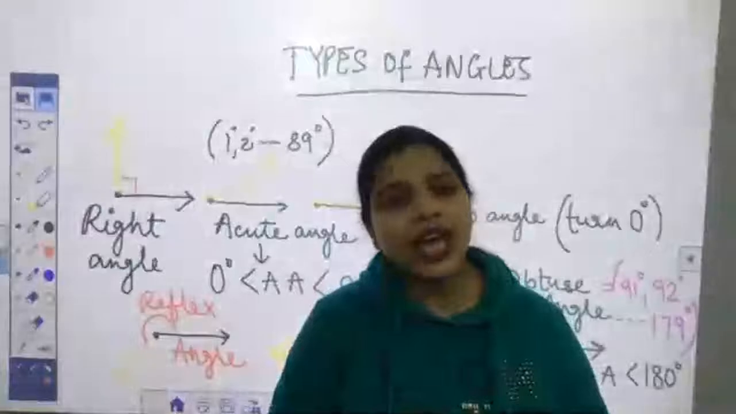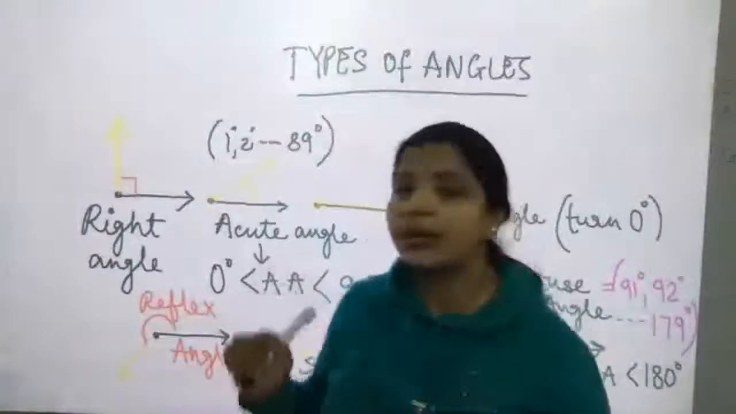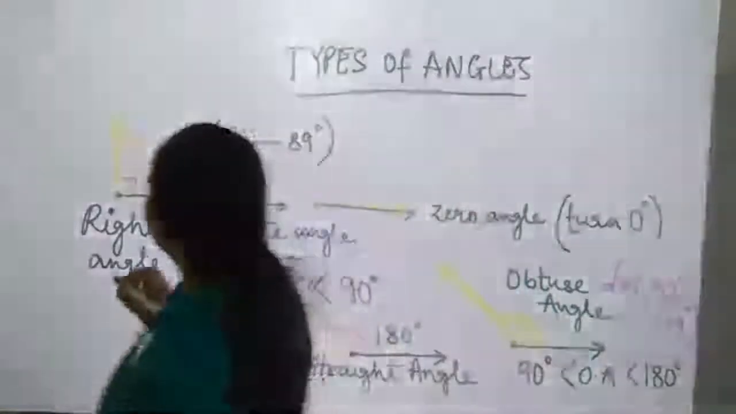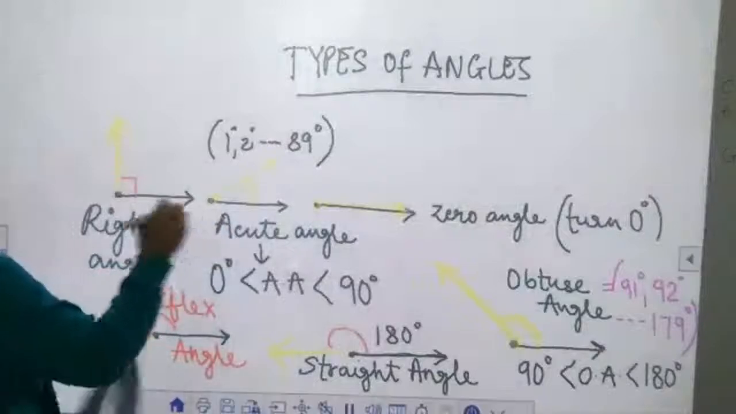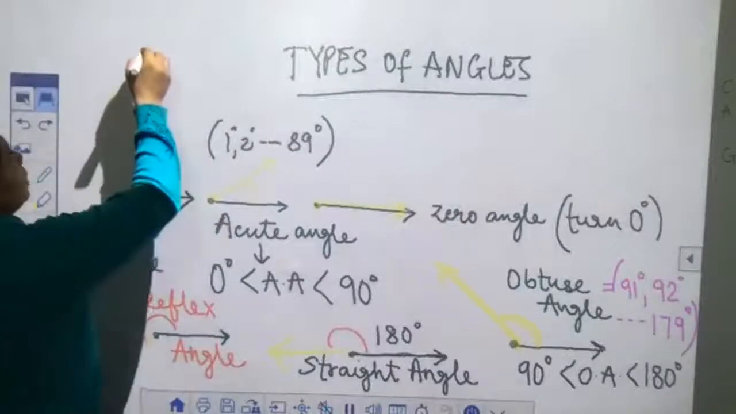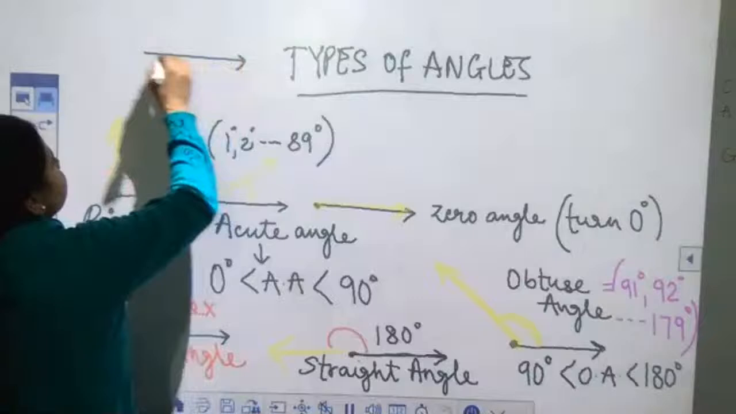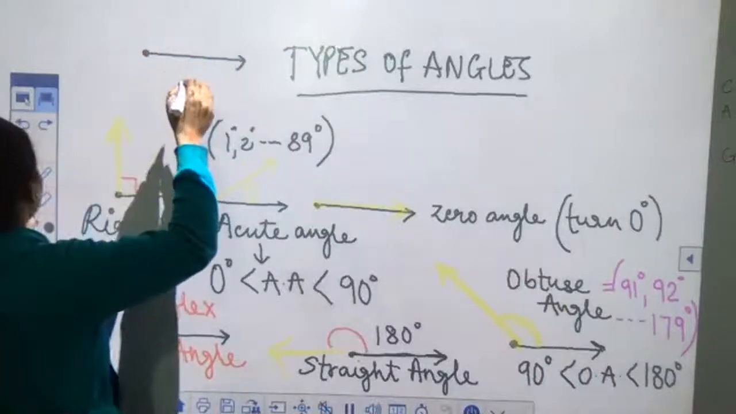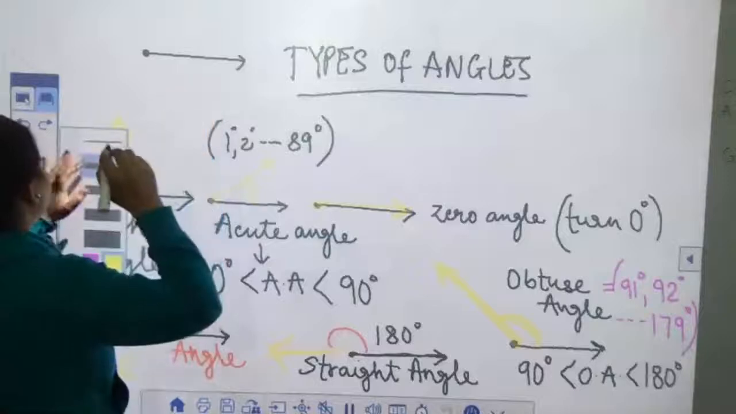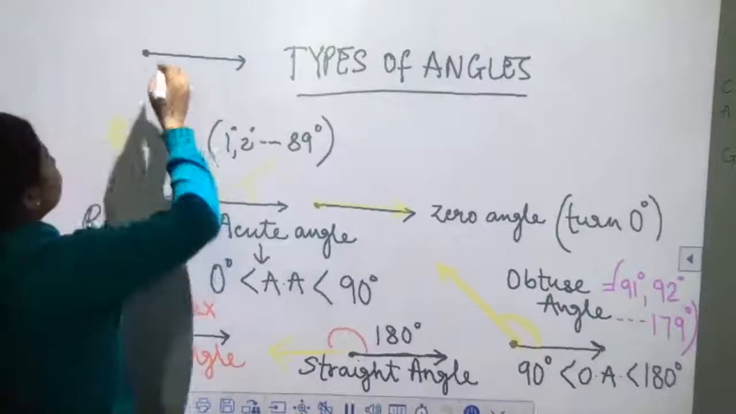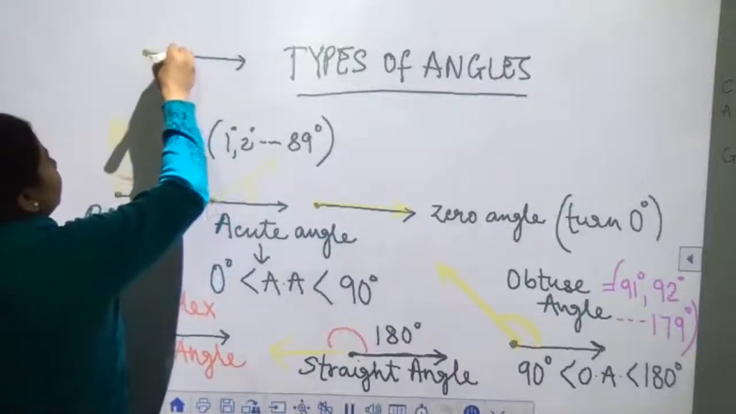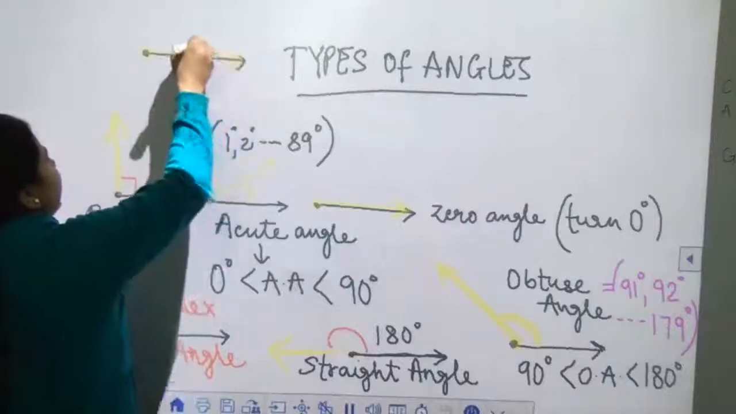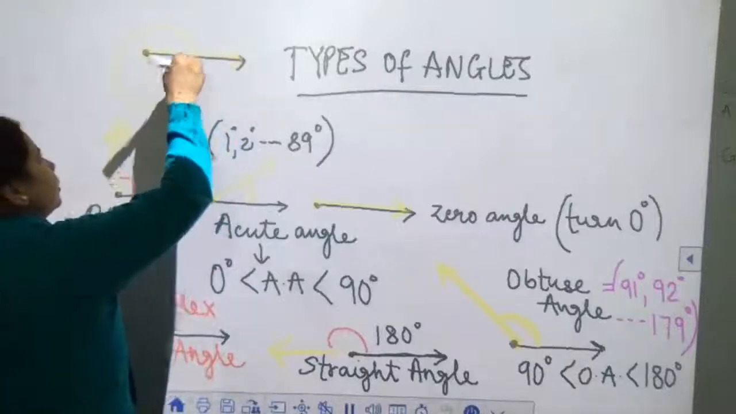And lastly we have complete angle. Complete angle will look similar to zero angle. One is this, and another one will be just overlapping on this, but it will show this turn.